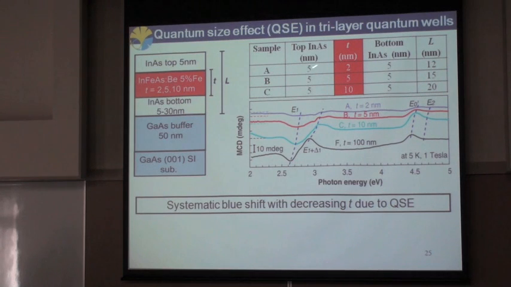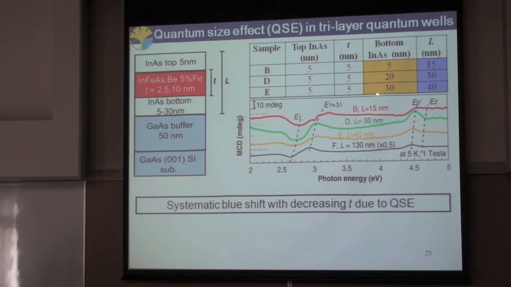So first we changed the thickness of indium iron arsenide from 2 to 10 nanometer and measured reflection MCD. And this black curve is the MCD spectra of the reference sample with a thickness of 100 nanometer, which is very thick. This is a bulk-like sample. And with decreasing the thickness of indium iron arsenide, we see the blue shift of each peak of E1, E0', and E2. So this means we see a quantum size effect in such quantum well structure.